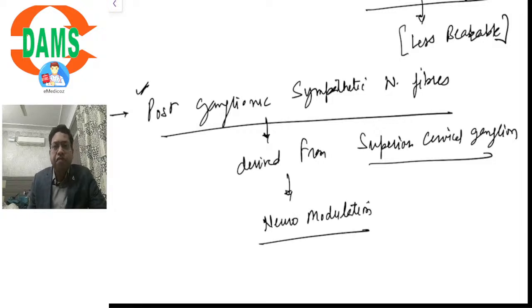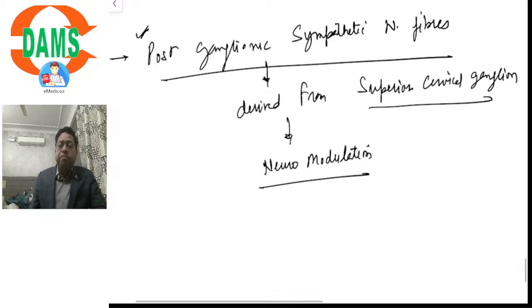Definitely, there would be no motor function in the dental pulp. There would be a sensory and a postganglionic sympathetic part, which causes neuromodulation. It regulates the functions of the dental pulp during health and during inflammation. So these are the two components of the innervation of dental pulp.